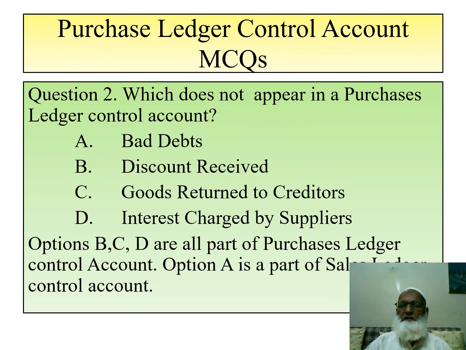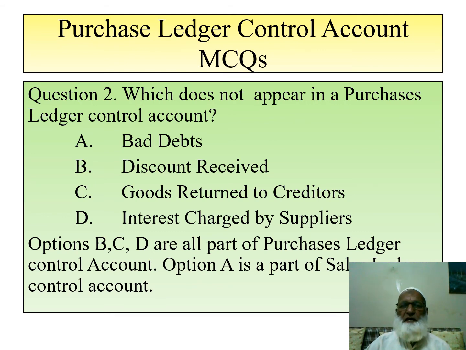It's a discount received from the suppliers. Goods returned to creditors or to the suppliers. And D, interest charged by suppliers. This is all related to purchase ledger control account. Only option A is a part of the sales ledger control account. Bad debts, it's related to the customers, and customers are related to sales.